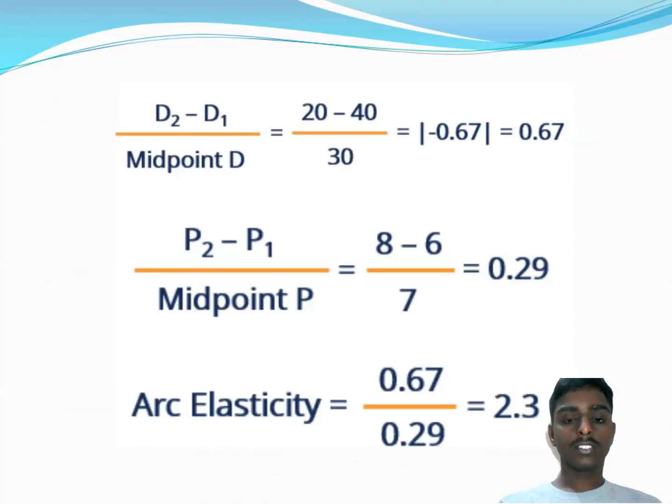For the above example, the percentage change in demand is calculated as D2 minus D1 divided by the midpoint of D. That is, 20 minus 40 divided by 30. It gives 0.67. And the percentage change in price is calculated as P2 minus P1 divided by the midpoint of P, which is 8 minus 6 divided by 7. That is 0.29. Then the ratio of the demand and the price is calculated as 0.67 by 0.29. Then arc elasticity is 2.3.